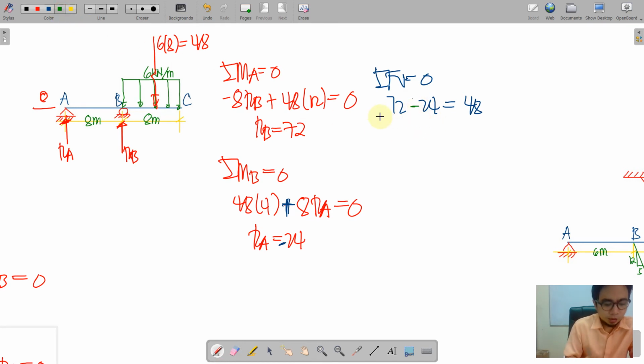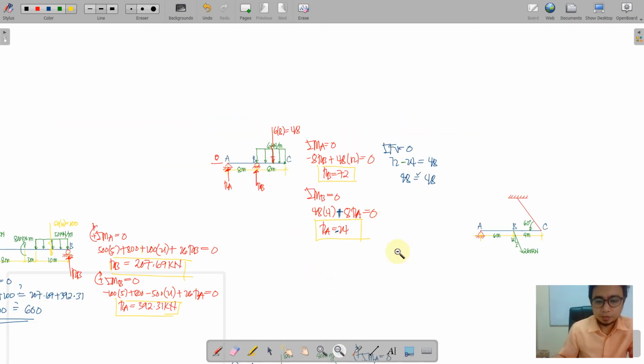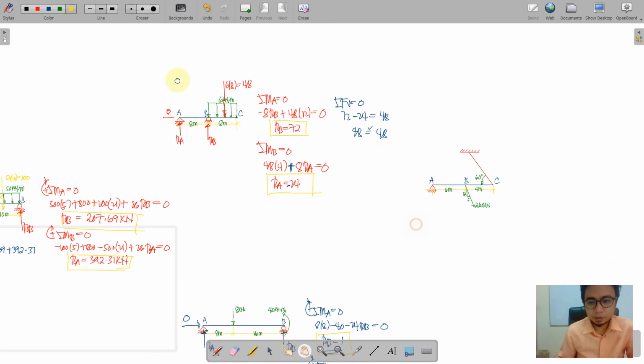So 72 minus 24, really, that is equal to 48. Check. Okay, so you see how important our check mechanism is. We can now ensure that our reactions are correct.